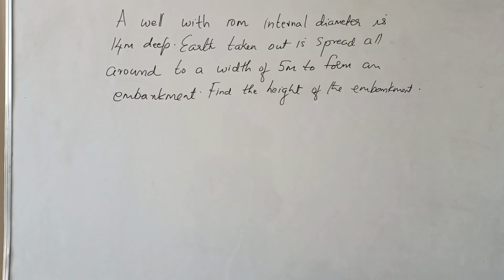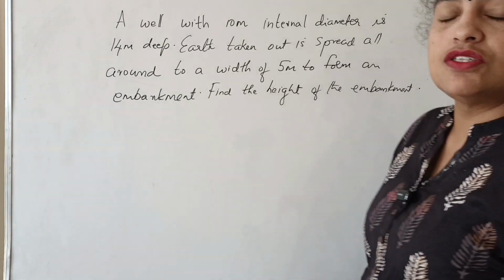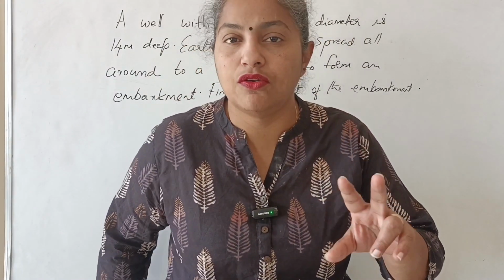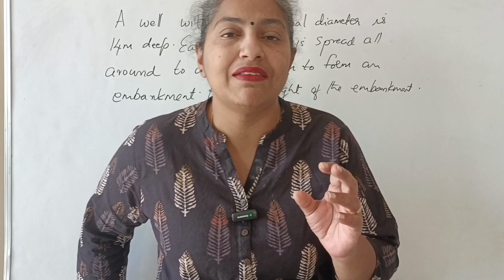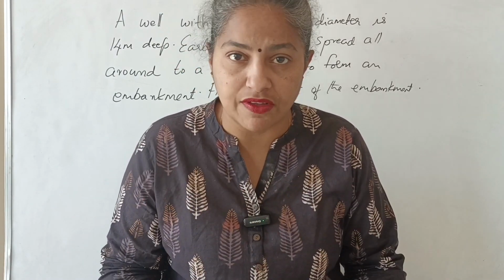A well with 10 meter internal diameter is 40 meter deep. Earth taken out is spread all around to a width of 5 meters to form an embankment. So find the height of the embankment. So now first you need to know what an embankment is. It is basically the wall that is built around a well so that you don't fall inside.